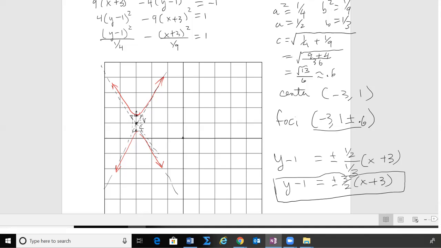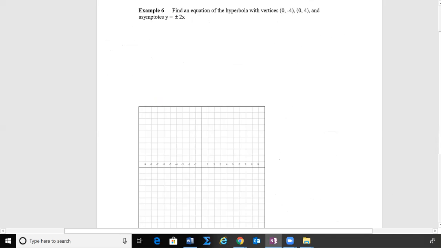Okay, I think there's one more here. Okay, find the equation of the hyperbola. This is all the information you have. So, let's see what this looks like on the graph. Just to get it straight, 0, 4. There's one here, and there's one down here. Okay, if those are the vertices, then you automatically see that this thing is transverse in the y direction.